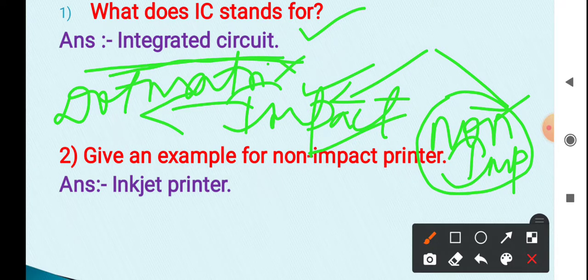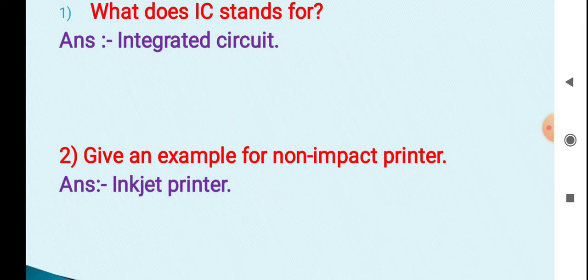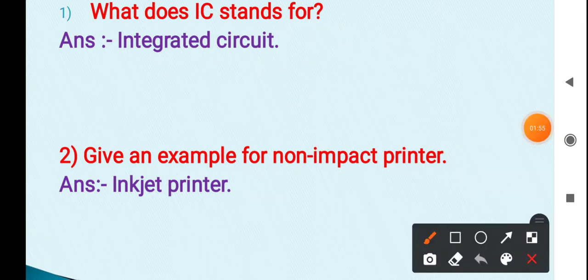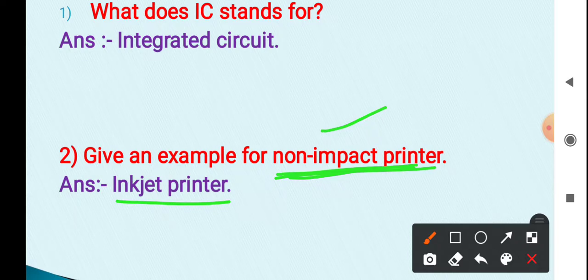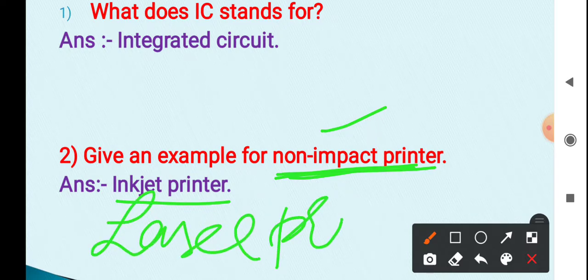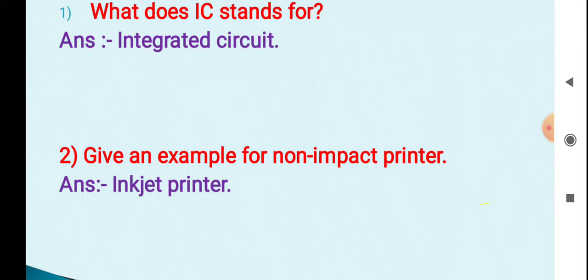But a laser printer is an example for non-impact printers. Non-impact printer means there is no impression on the paper. There will be only the ink or the letters spread on the paper, but there is no impression on the paper. That is the meaning of non-impact printer. Example is an inkjet printer, or you can write laser printer. Okay, so next question we'll move on.